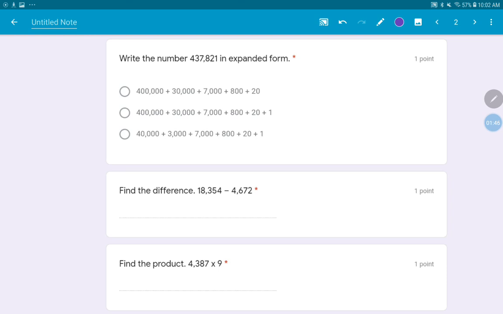All right. Next, we're writing the number 437,821 in expanded form. How would we do that, Justice? I raised my hand for this because I forgot to press submit and I just clicked it. It's okay. Okay. 400,000 plus 30,000 plus 7,000 plus 800 plus 20 plus 1. It's the second choice. Thank you, ma'am.